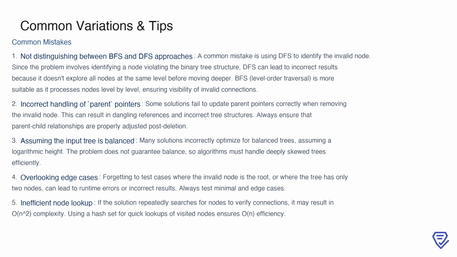Edge cases are another area that's frequently overlooked. For instance, what happens when the invalid node is the root or when the tree has just two nodes? Testing these edge cases is essential to avoid runtime errors. Lastly, inefficient node lookups can cause performance bottlenecks. If the solution repeatedly searches for nodes to verify connections, it could lead to O(n²) complexity. Using a hash set to track visited nodes ensures O(n) time complexity, making the solution more efficient.